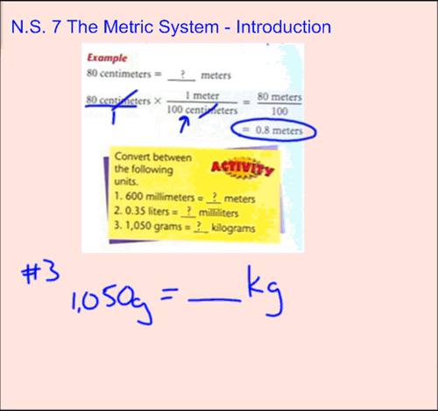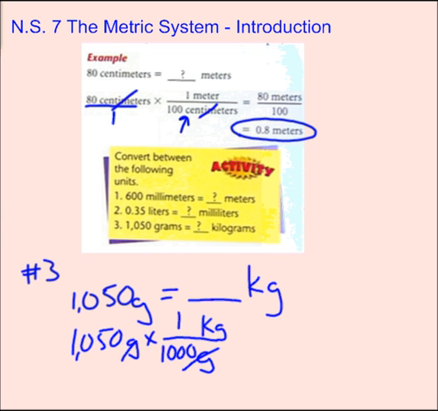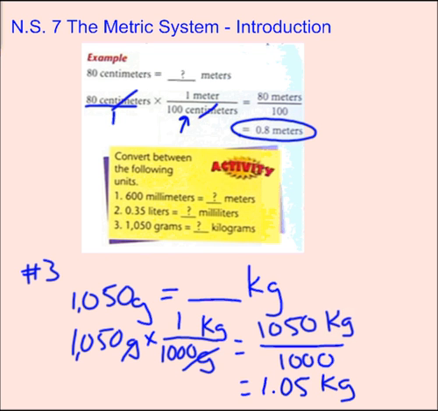Okay, and the last one, I'm changing grams to kilograms. For my conversion factor, I'm going to have grams on the bottom, kilograms on the top. So 1 kilogram is 1,000 grams. So that's going to cancel out. I get 1,050 kg over 1,000. And my final answer is going to be 1.05 kilograms. I always like to circle my answers.